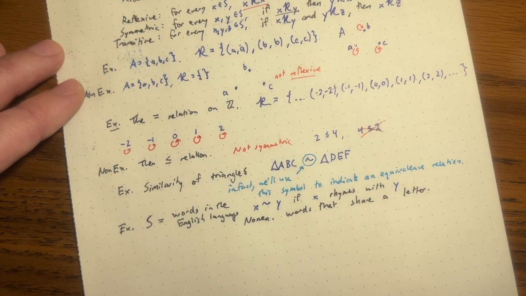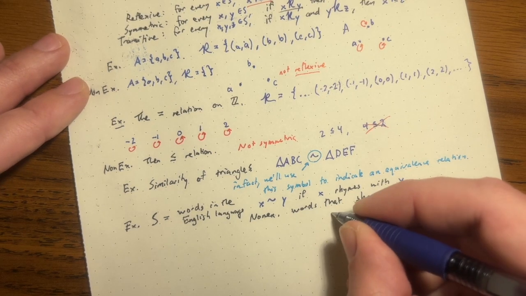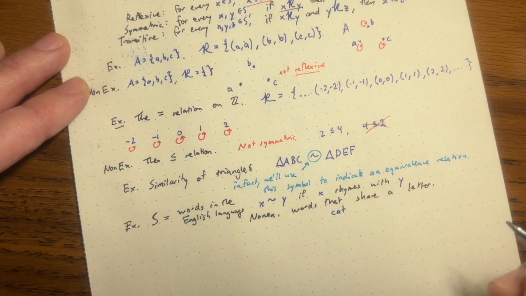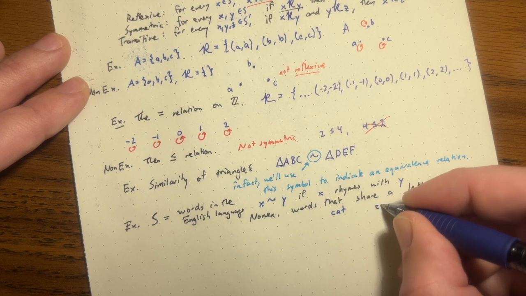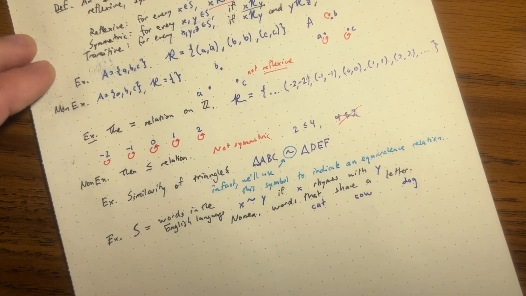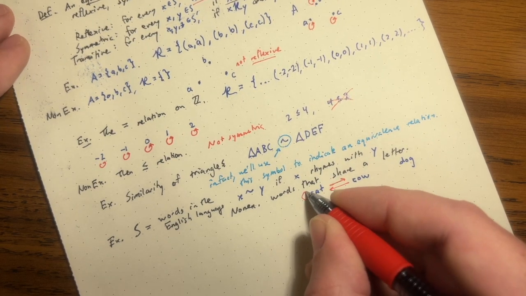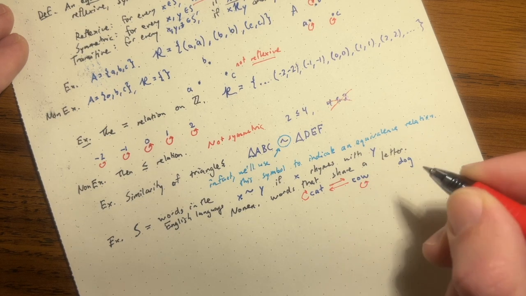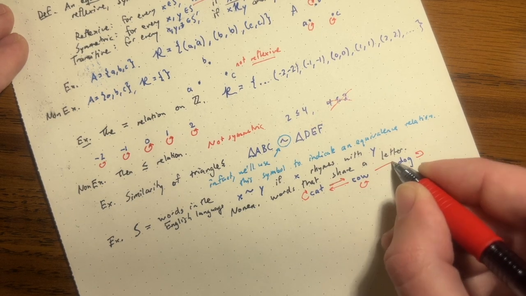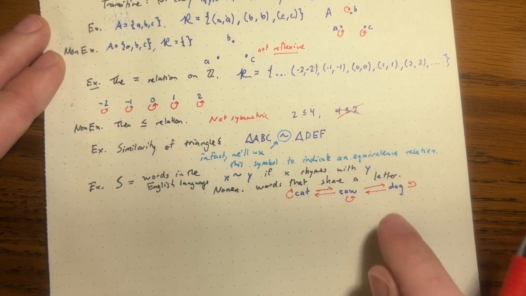Okay. If I said the first letter, actually, I think that would be an equivalence relation, but it's words that share a letter. Well, I could have something like cat, and that shares a letter with a cow. It shares a letter with dog. So this part of the graph, I would have actually arrows. I'm sure a cat shares a letter with itself. Right. So I have a lot of relations here, or a lot of connections here.